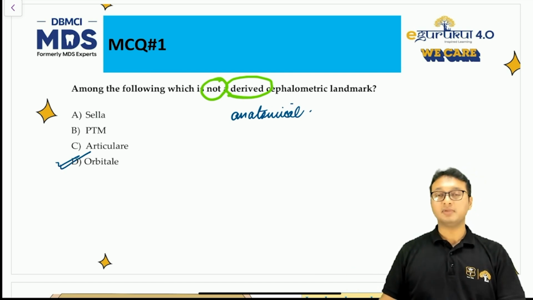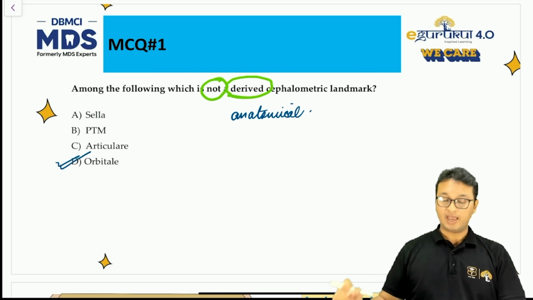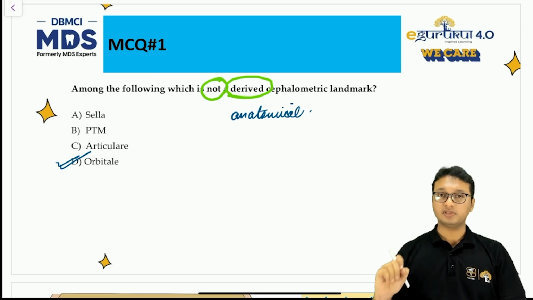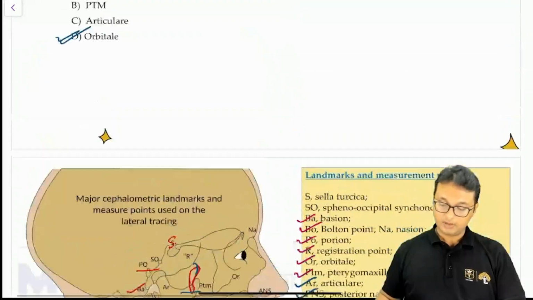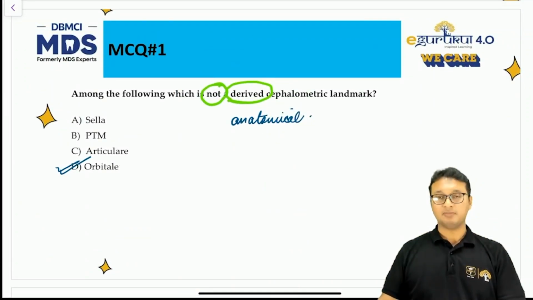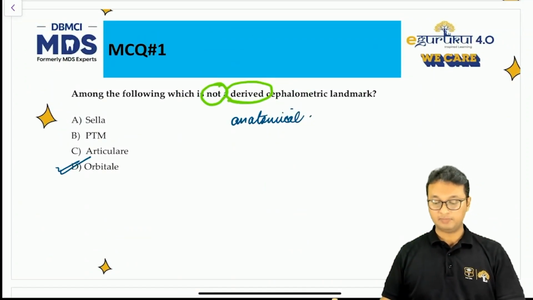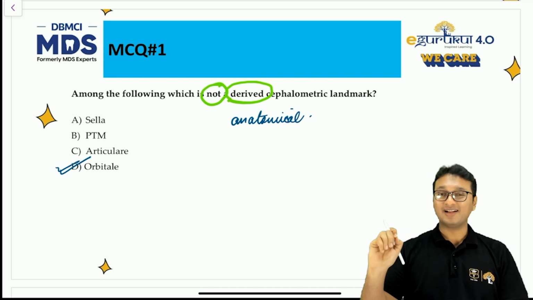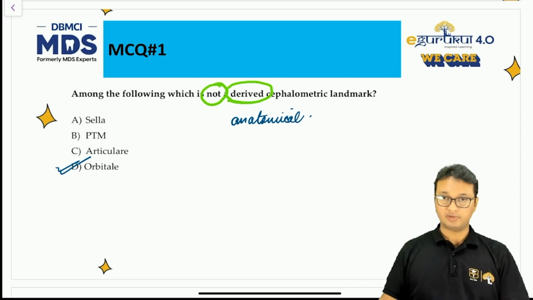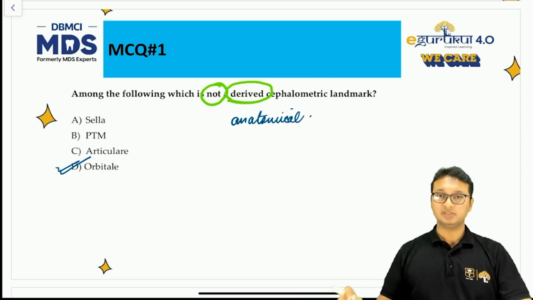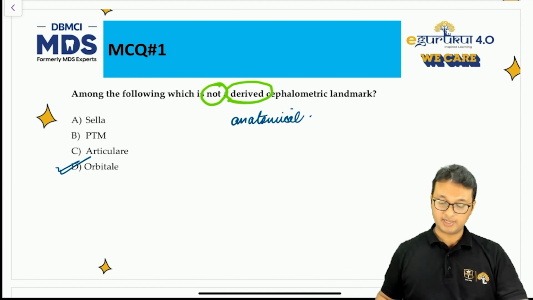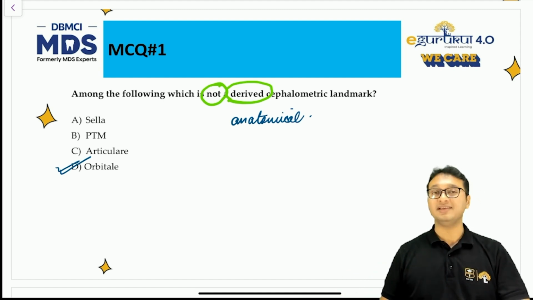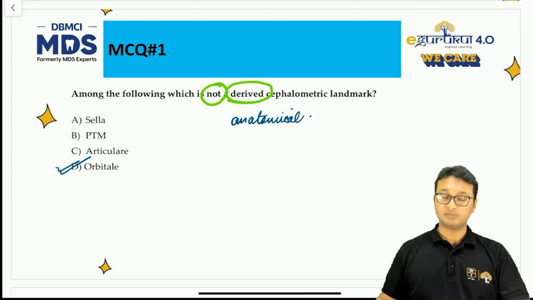So anatomical landmark, that means we are talking about the anatomical landmark, not the constructed landmark. Although all of them are anatomical landmarks, sella is an anatomical landmark, articular, PTM, all of them are anatomical landmarks. But for simplicity's sake, for marking the correct point on the lateral cephalogram, orbital is the most easily marked point. That's why for this question, option D is supposed to be one of the most correct, most appropriate answers out of the following options.